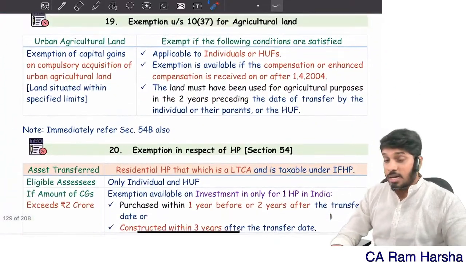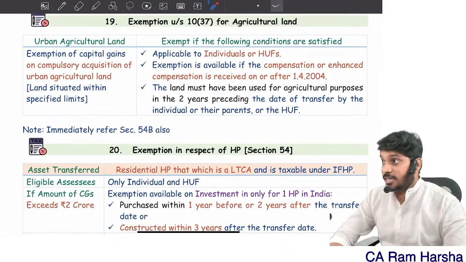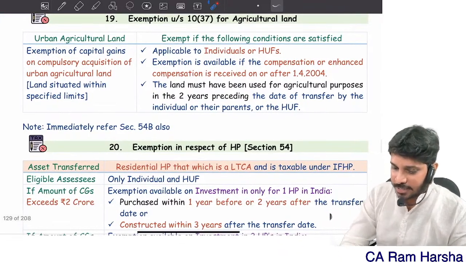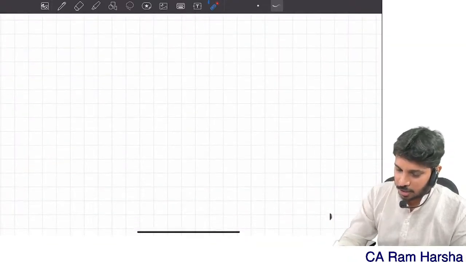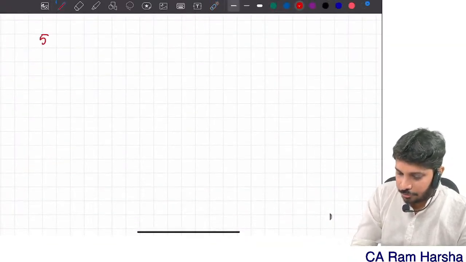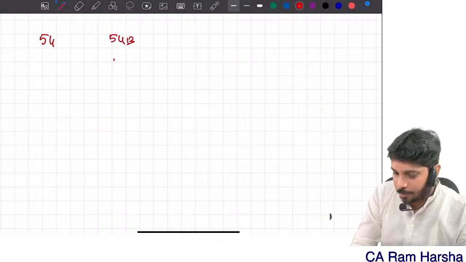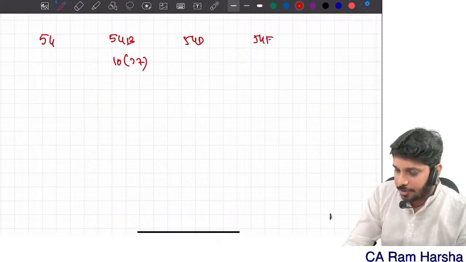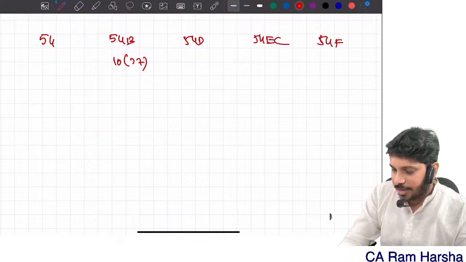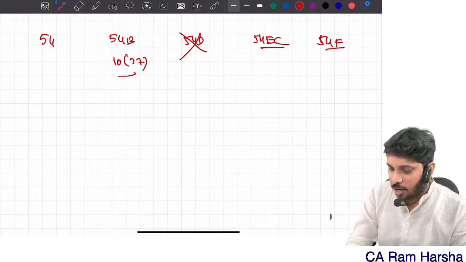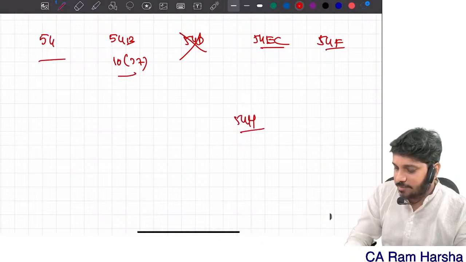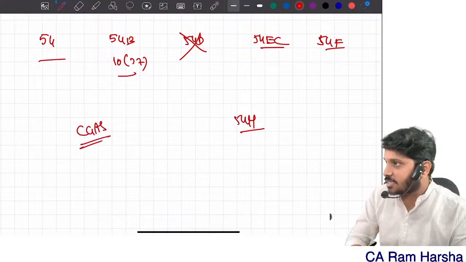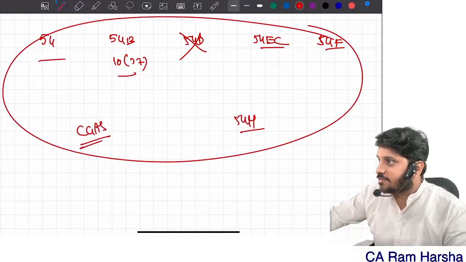Okay. Now let's look at exemptions under capital gains. We have totally these exemptions: 54, 54B, 10(37), 54D, 54EC, 54F. 54D I will not discuss. Remaining all others I will discuss. And 54H I will discuss. Capital gain account scheme I will discuss. If we cover all these sections, that will be over.